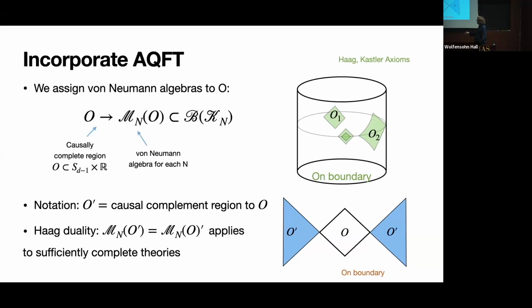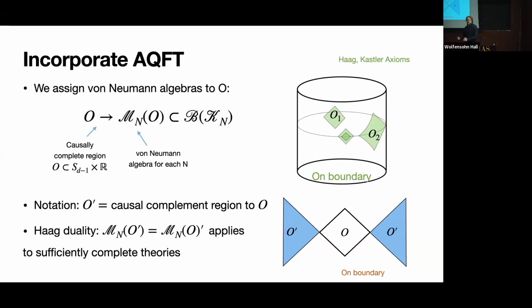In this setting, I can think about the von Neumann algebra assigned to this causal complement. And I have something called Haag duality if it's sort of maximal. That means it is equal to the commutant of all operators in this boundary region. In general, this is just a subalgebra of this commutant, just by Einstein causality. But when we have Haag duality, we saturate that.